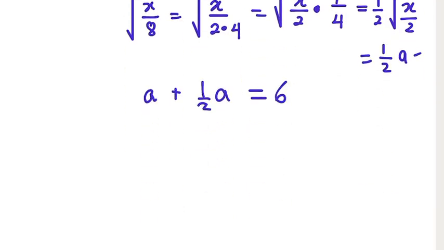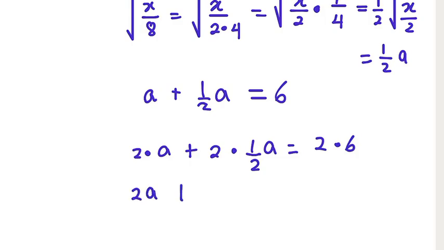So moving on, the next thing we're going to do is clear the fraction by multiplying all the terms by 2. We have 2 times a plus 2 times 1 over 2a, equals 2 times 6. From there, you have 2a plus, and we cancel the 2s, so we have a, equals 2 times 6. That will give us 12.